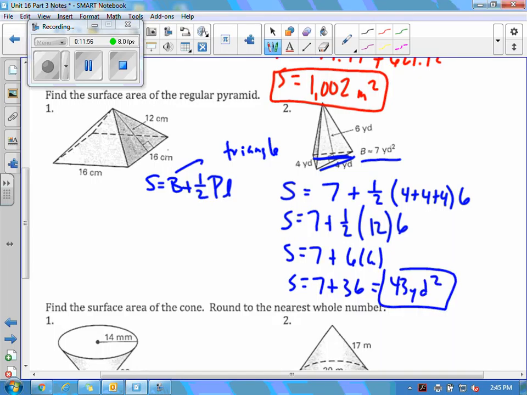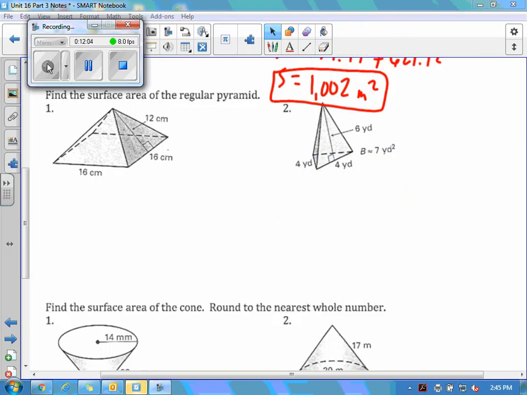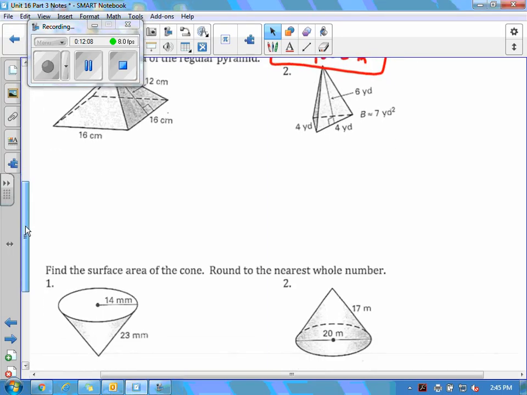So the fact that they give you the area of the base makes it a little bit easier. If you need to write down number 2, go ahead and rewind the video. Number 1, I'll leave up to you guys. Just follow the formula as you go along.